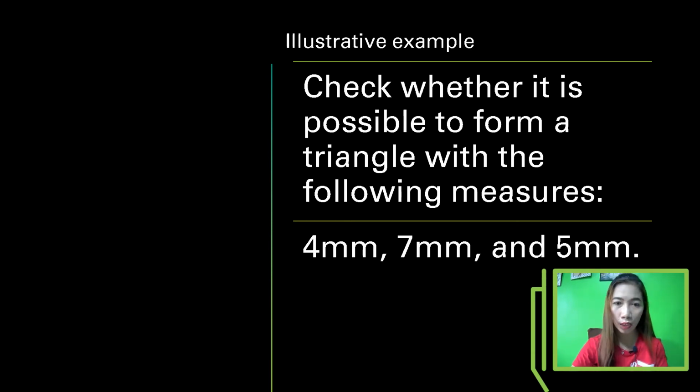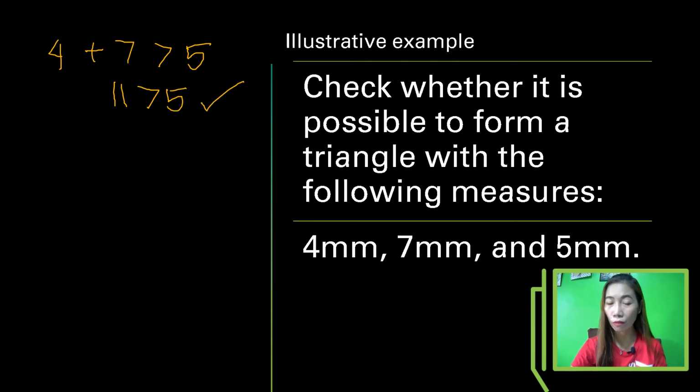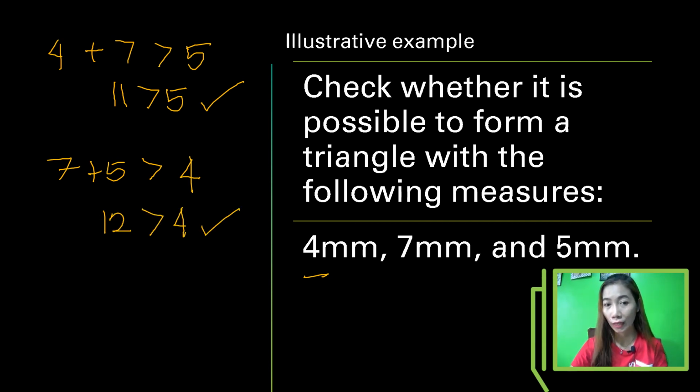So consider muna natin yung 4 and 7. So if you add 4 and 7, so 4 plus 7, is it greater than 5? Okay, 4 plus 7 is 11. So that is greater than 5. So that's correct. How about another pair of sides? So let's try 7 plus 5. Is it greater than kanina, yung sa remaining, which is 4? Okay. So 7 plus 5 is 12. So that is greater than 4. So that is true again.